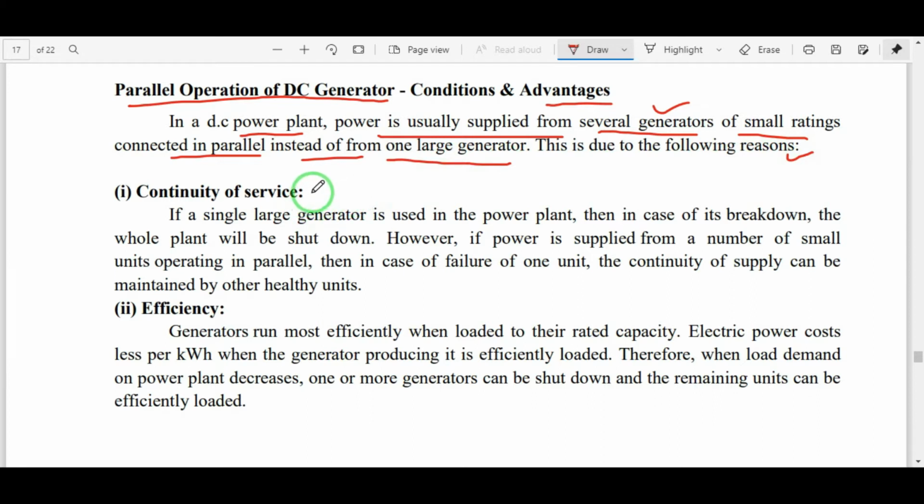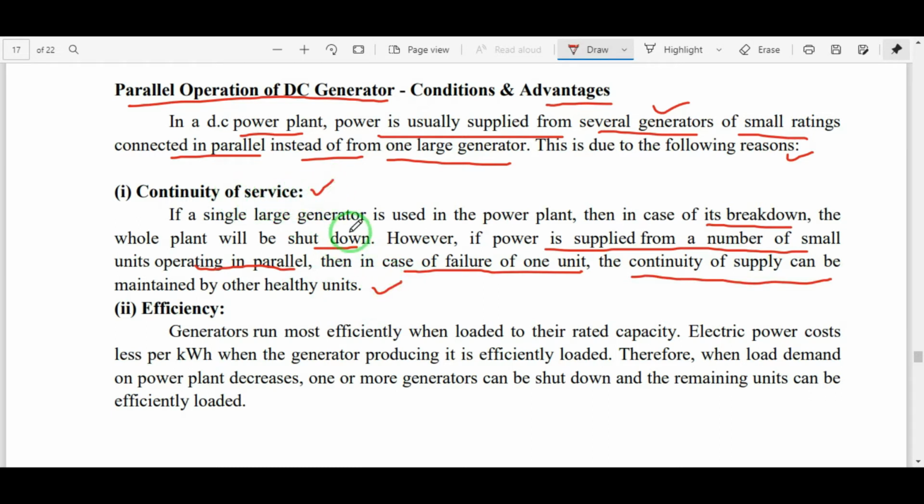The first advantage is continuity in service. If a single large generator is used in the power plant, then what happens? In case of its breakdown, the whole power plant will be shut down. However, if power is supplied from a number of small units operating in parallel, then in case of failure of one unit, the continuity of supply can be maintained by the other units.